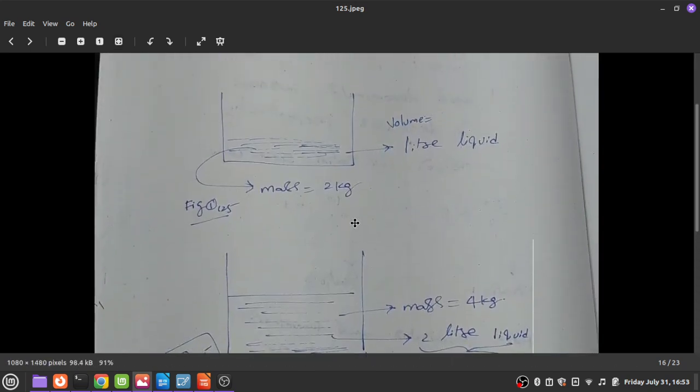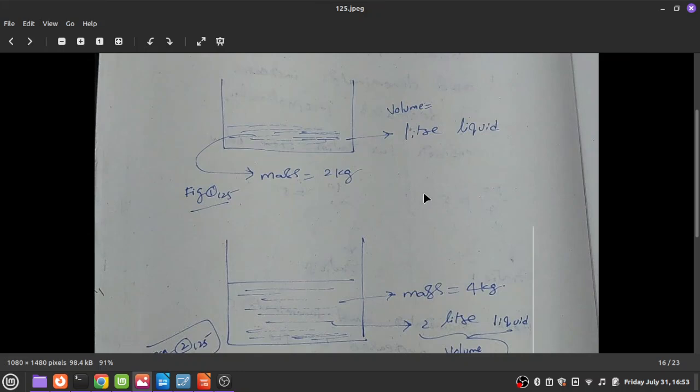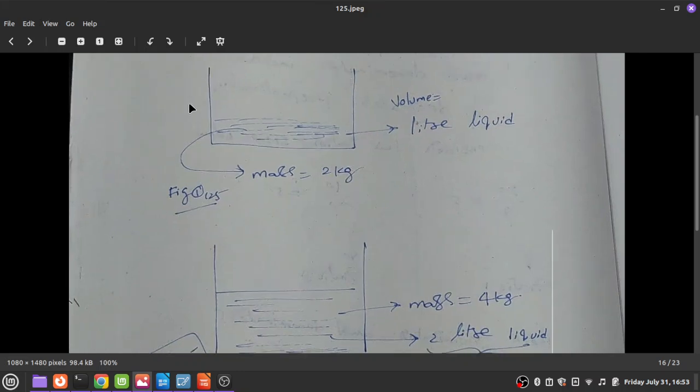Now consider the practical case. Here we have taken a container or tub. A liquid is taken, that may be water or kerosene or some other thing, and the liquid is 1 liter. 1 liter represents the volume of the liquid. That liquid of 1 liter is weighed using a weighing machine, and its mass is found to be 2 kgs.